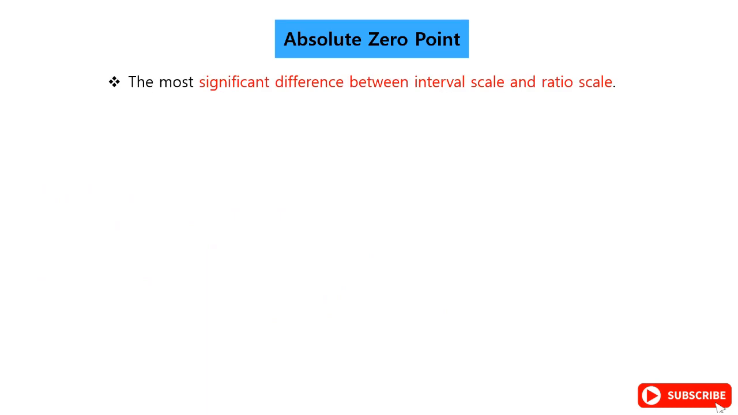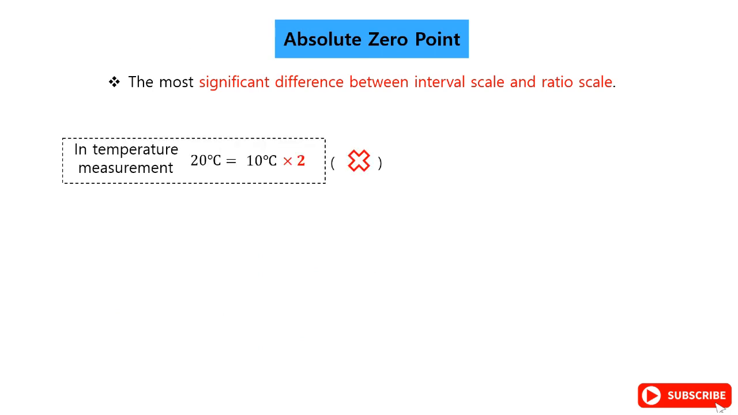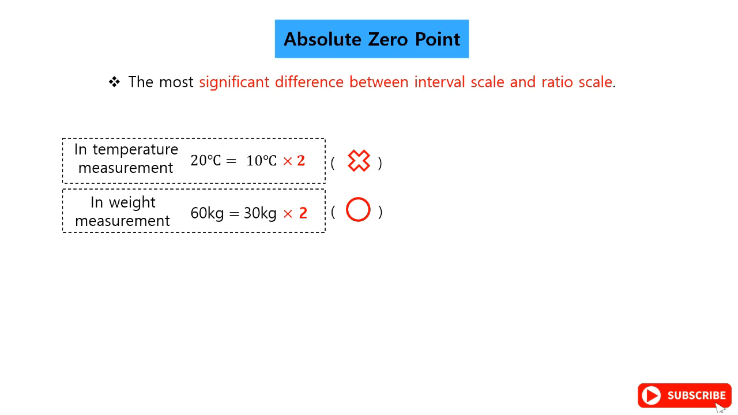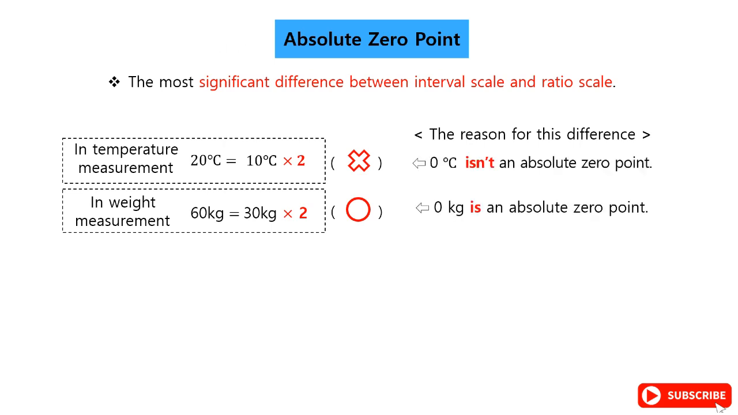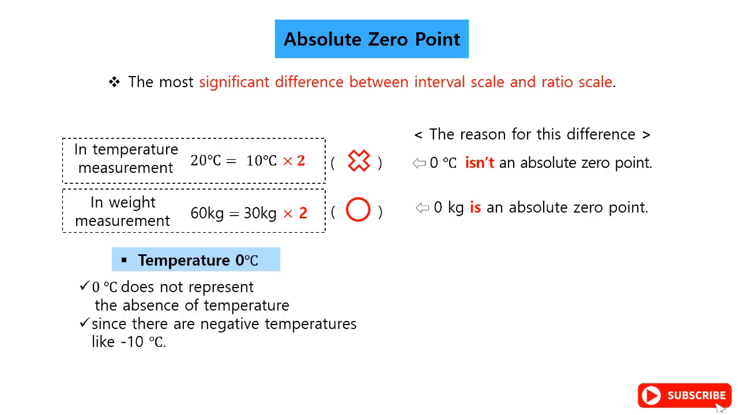It is crucial to understand the difference between interval scale and ratio scale. The most significant difference lies in the concept of an absolute zero point. Let's consider an example. In temperature measurement, we cannot say that 20 degrees Celsius is twice as hot as 10 degrees Celsius. However, in weight measurement, we can say that 60 kilograms is twice as heavy as 30 kilograms. The reason for this difference is that in temperature measurement, 0 degrees Celsius is not an absolute zero point. In other words, 0 degrees Celsius does not represent the absence of temperature, since there are negative temperatures like -10 degrees Celsius. Therefore, we cannot say that 20 degrees Celsius is twice as hot as 10 degrees Celsius.